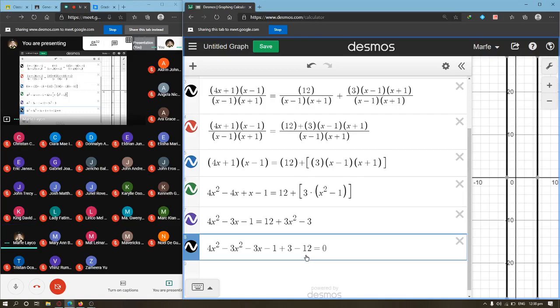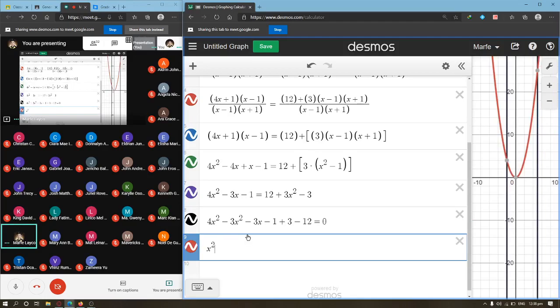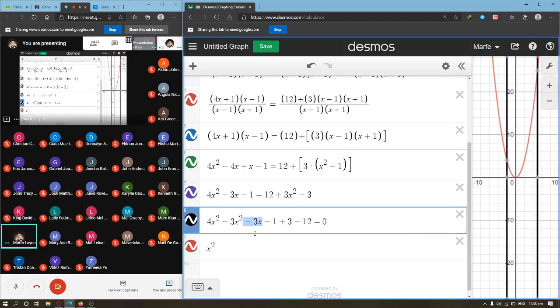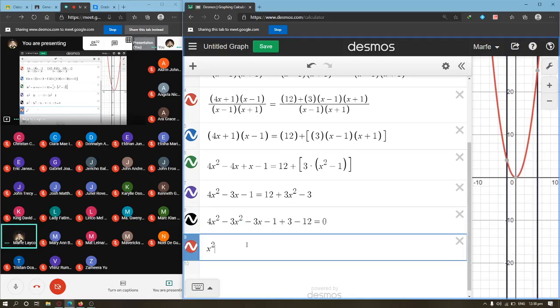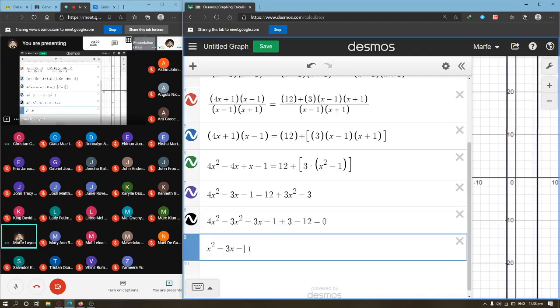Okay? Ayan na siya. Simplify. 4x squared minus 3x squared. Meron kang positive x squared. Next. Wala ka nang pwedeng i-simplify doon sa 3x o i-combine sa 3x. So, minus 3x as is. Then, negative 1, positive 3, negative 12. So, i-add natin lahat. Negative 1 plus 3 is positive 2. Positive 2 minus 12 is equal to negative 10. Negative 10 is equal to 0.